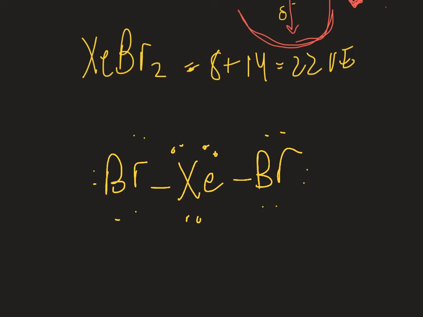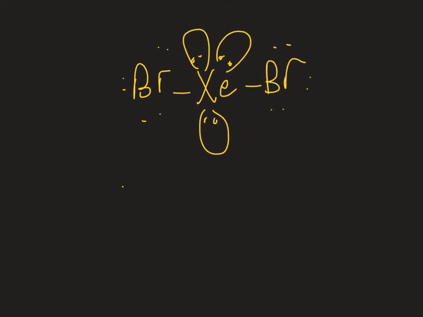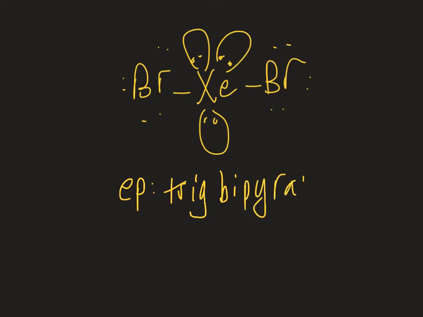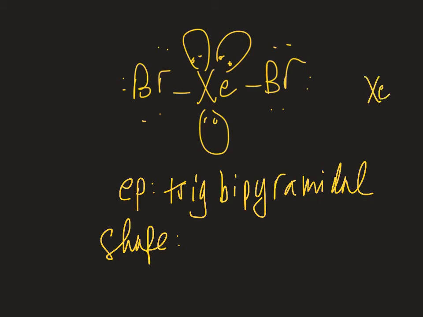Now, with 5 repelling units, 1, 2, 3, and then 4, 5 with the bonds, the electron pair geometry for XeBr2 is going to be trigonal bipyramidal. The molecular shape is going to be linear. And the reason it's going to be linear is because you have your xenon in the middle, and when we have a choice where the lone pairs are going to be, they go around in a plane.